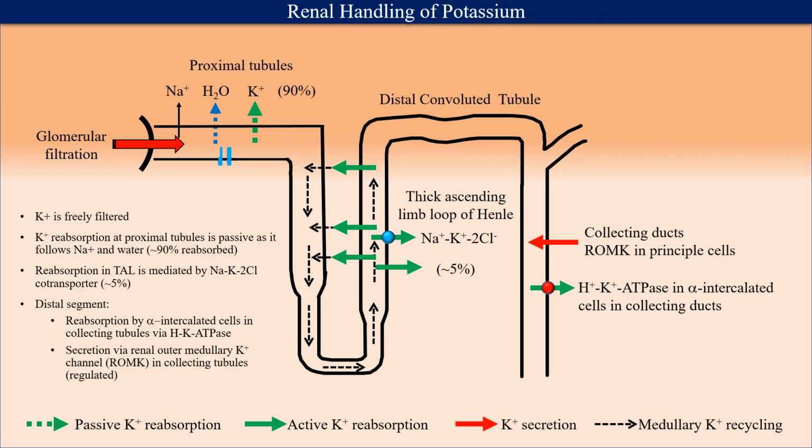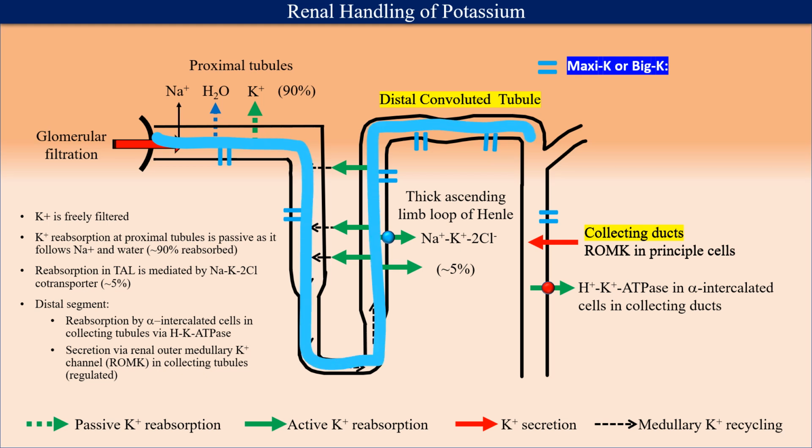Finally, there are apical potassium channels known as maxi-K or big K channels. They are present all along the nephrons, but are only known to play an important role in the distal convoluted tubules and cortical collecting ducts. Maxi-K channels are quiescent at basal state, but get activated with increased luminal flow. This explains exaggerated potassium wasting in patients with high tubular flow with diuretics or Bartter syndrome.